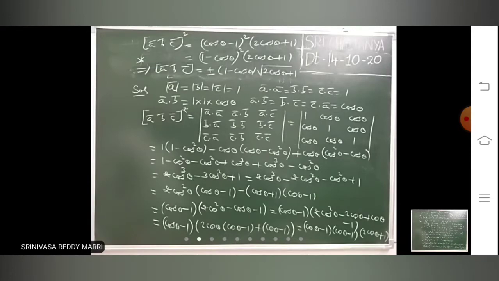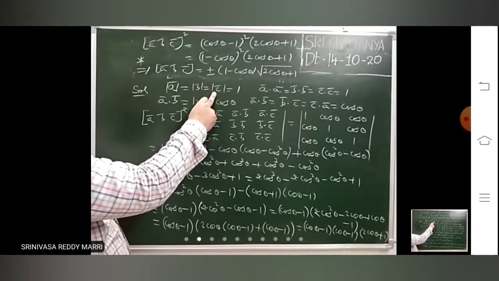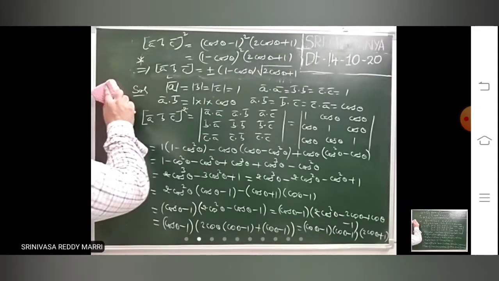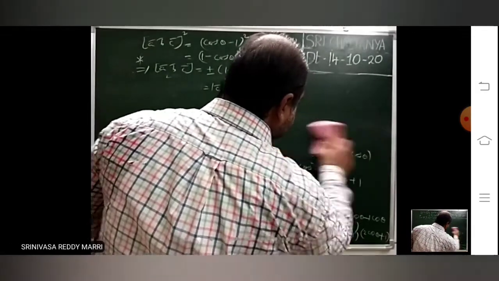When this has to be done, if unit vectors are given and the angle between each pair is theta, box of A, B, C, if you want to calculate, you have to use this rule. Look at applications, how they will come.